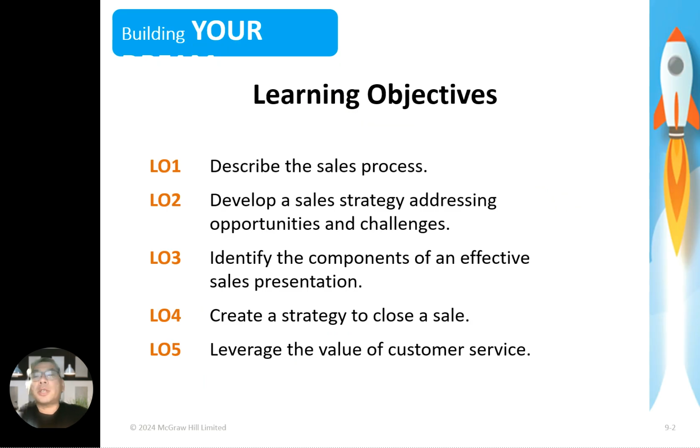So in this particular chapter, we have about five objectives. What are the five objectives? Number one, describe the sales process. Number two, develop a sales strategy addressing opportunity challenges. Number three, identify the components of effective sales presentations. Four, create a strategy including the sales. And number five, leverage value customer service.